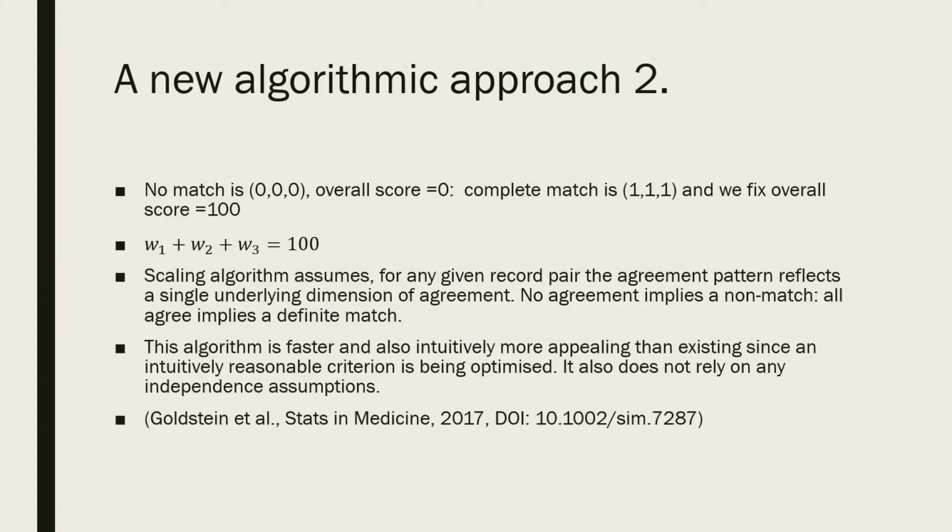The first 2 bullet points are to give a no match a score of 0, complete match. We can fix it at 1 or 100 or anything you like, something convenient. And the scaling, what we call our scaling algorithm, as I said, assumes a single underlying dimension of agreement, and we run through the data and we finish up with these weights, and that's the reference. It, we think, has 2 advantages. Firstly, it's much, much faster than any of the existing algorithms.